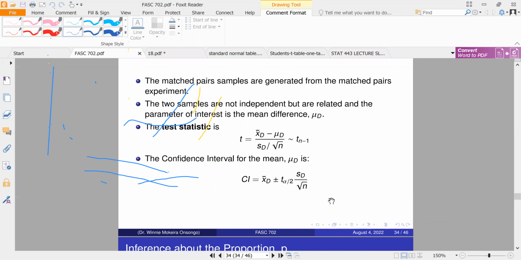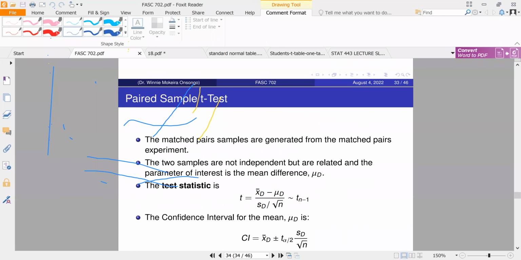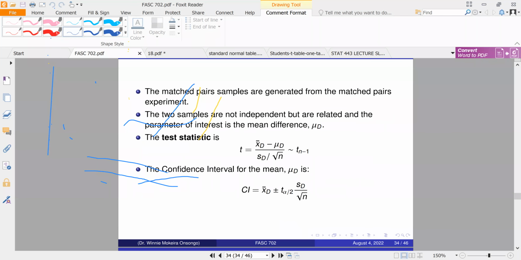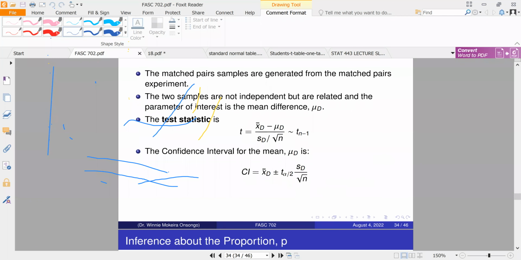So please note that this case is particular to paired samples. We know that in experimentation, you could be having a scenario where you are pairing your samples. And if that scenario arises, then this is how you are going to calculate your T statistic and corresponding confidence intervals.